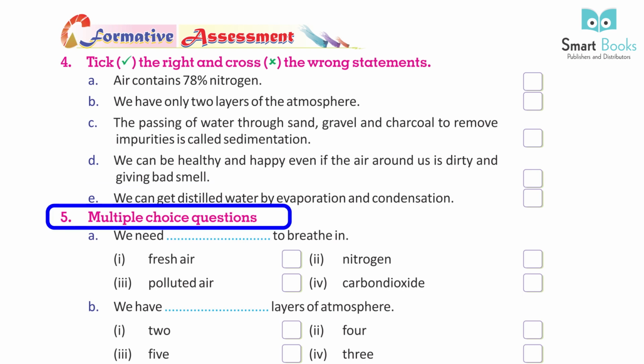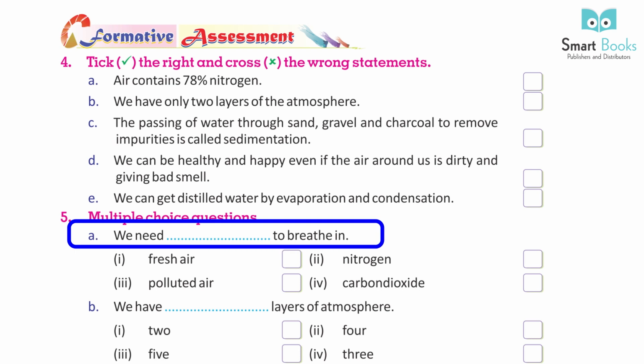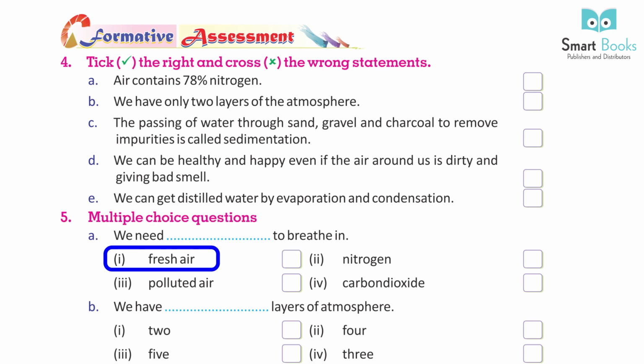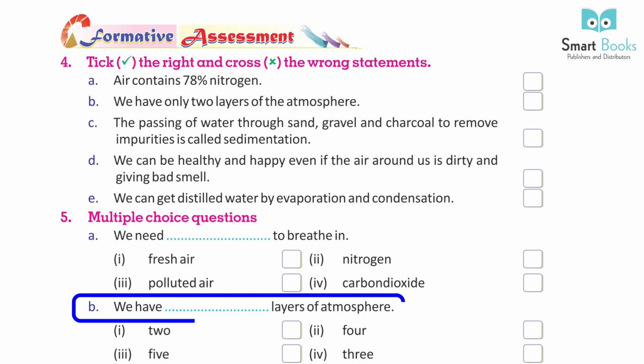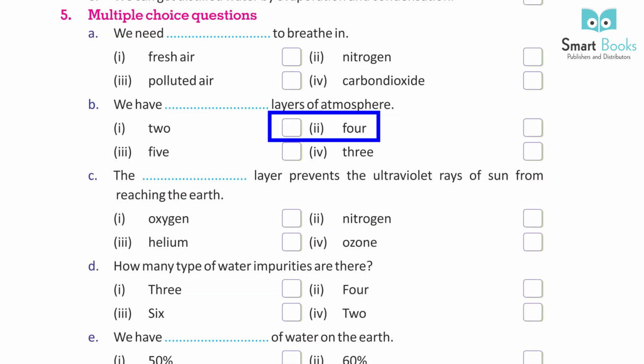5. Multiple choice questions. A. We need dash to breathe in. 1. Fresh air, 2. Nitrogen, 3. Polluted air, 4. Carbon dioxide. B. We have dash layers of atmosphere. 1. 2, 2. 4, 3. 5, 4. 3.